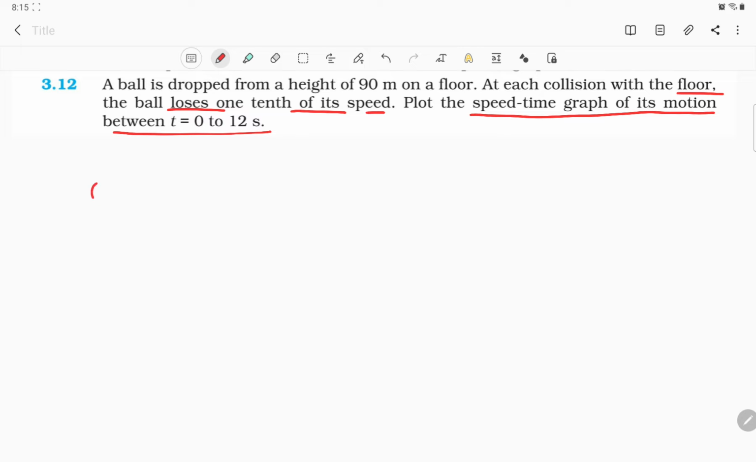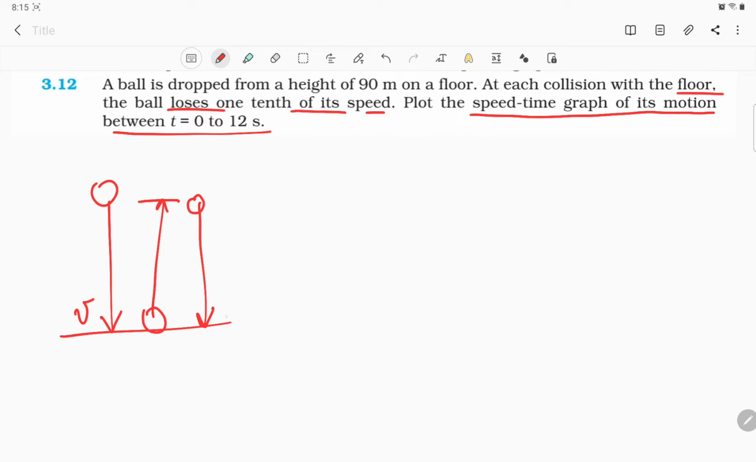So there is a ball, and it is dropped and it rises again, but this time its speed is going to be 1/10th less than what it was when it fell. Then again the ball is going to fall and lose 1/10th, and it goes up to a lower height, and this process goes on. So we have to plot what happens between 0 to 12 seconds.